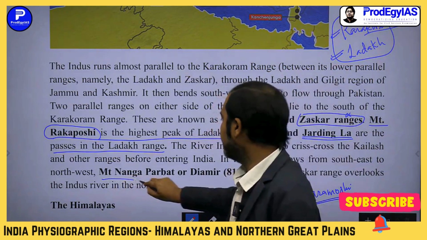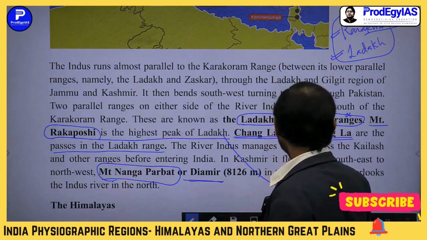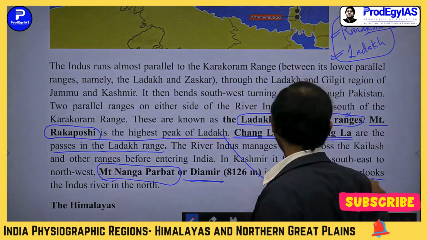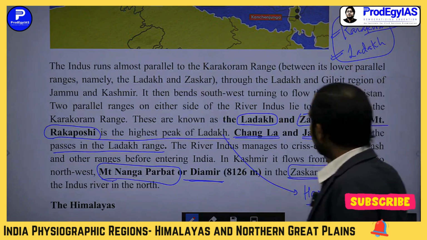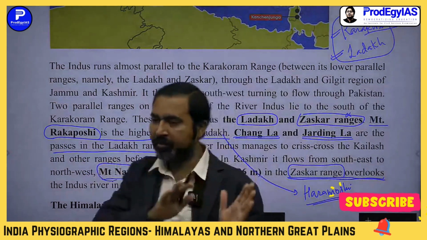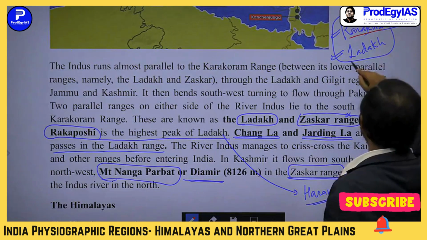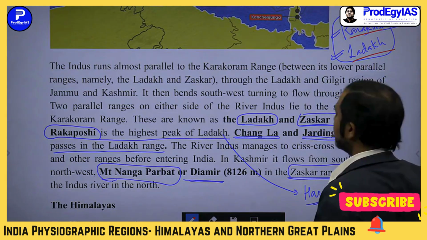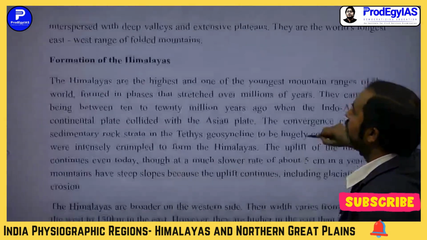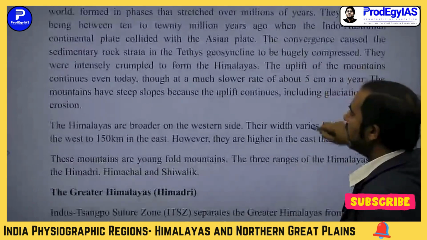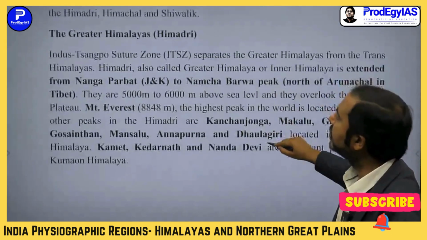Nanga Parbat, we have just seen this peak, also known as Diamir, in the Zanskar range, overlooks the Indus River in the north. It means Nanga Parbat or Diamir is part of this Zanskar range. So Zanskar and Nanga Parbat are part of the Greater Himalayas. After doing this Trans Himalayas part, Karakoram and Ladakh, now move to Zanskar. Zanskar is the starting point of the Greater Himalayas. This is all about the formation of the Himalayas. You know that the Himalayas are the result of the collision of the Indian plate with the Eurasian plate.